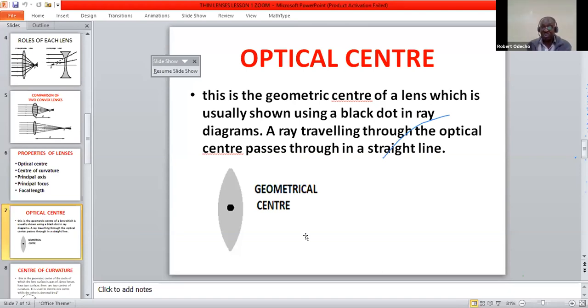What else do you need to know? A ray traveling through the optical center passes through in a straight line. So anything that will come straight to this center, it emerges continuously in the same direction. Okay? Now, up to there, you can shoot a question before I move on. Any question?